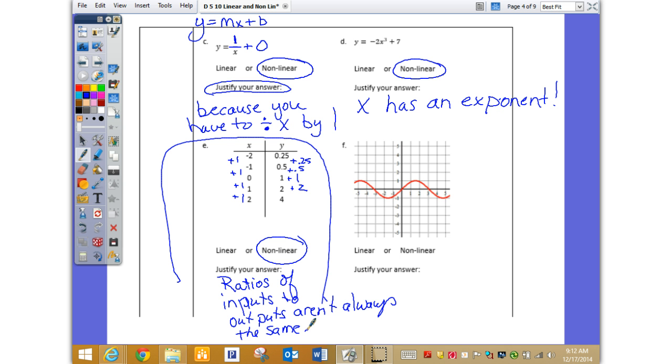Okay, and F. Linear or nonlinear? Who says linear? This is nonlinear. Ooh, we're still awake. Everybody got that one right? And that's an easy one. Justify your answer. Why not? Not straight. Easy as that. Questions on those four?